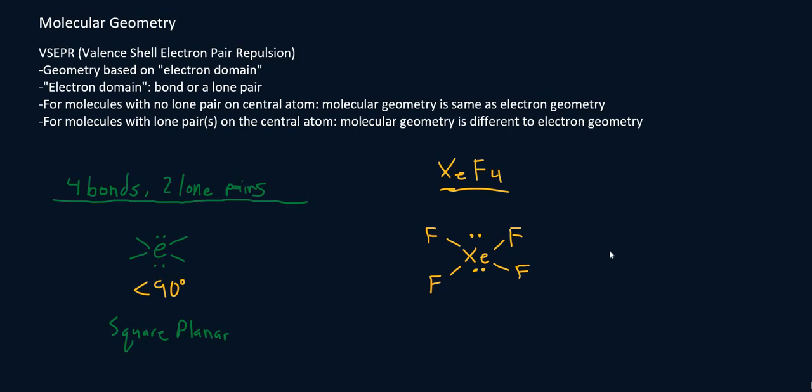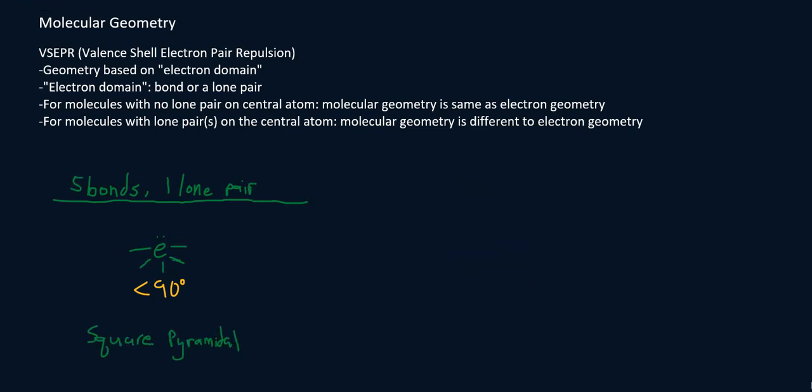So a nice example of this square planar structure is going to be the molecule XeF4, where we have the xenon in the middle, the 4 fluorines bonded around it, and the 2 lone pairs on that central xenon. And this is going to give us that square planar molecular geometry, but our electron geometry is going to be octahedral because we have a total of 6 domains around that xenon, which means our bond angles between these fluorines are going to be less than 90 degrees for each fluorine.